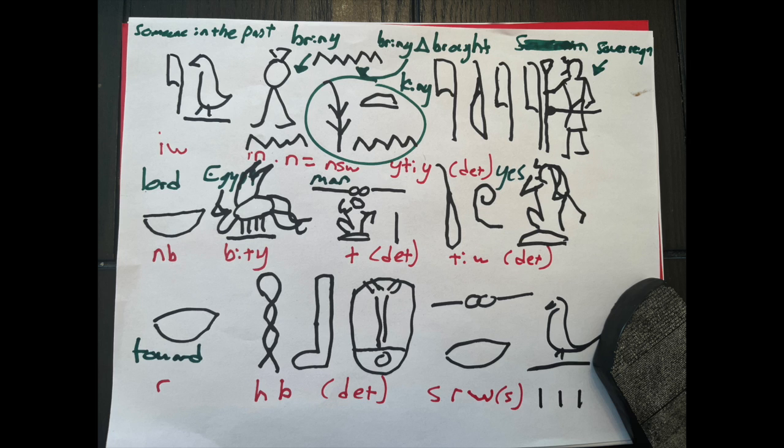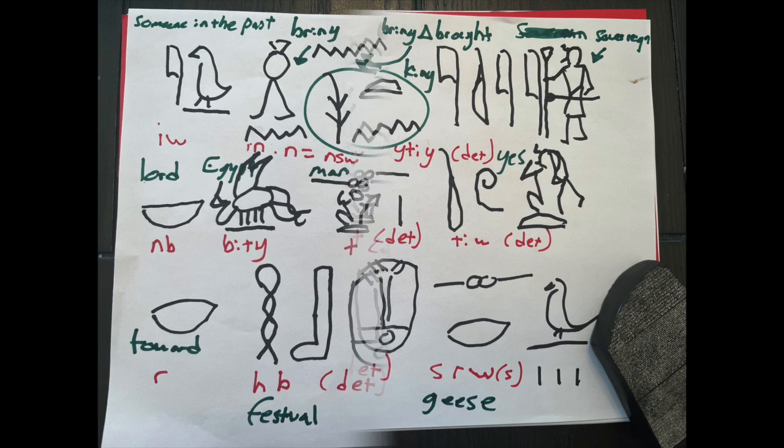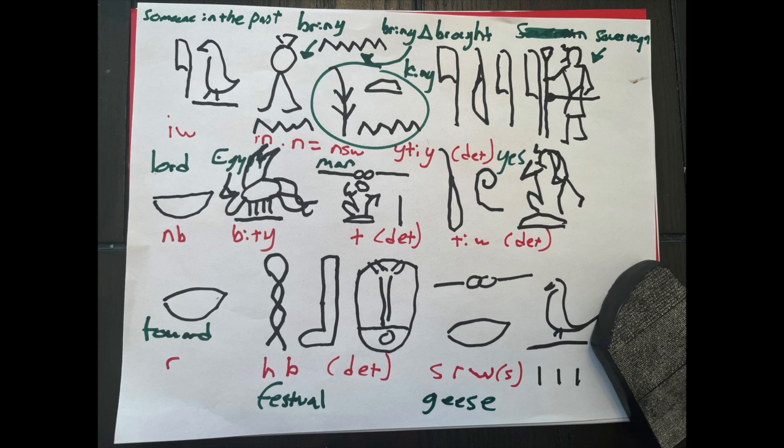And this yes man led the king towards, using the R, the open mouth, and he's bringing him towards a chabi, the festival. And we're going to describe that festival, following the noun, as a geese festival. It's like the festival of geese. I don't know. Hey, why not? So the sovereign lord of Egypt brought his yes man towards the festival of geese. Sounds like a fun Sunday to me.